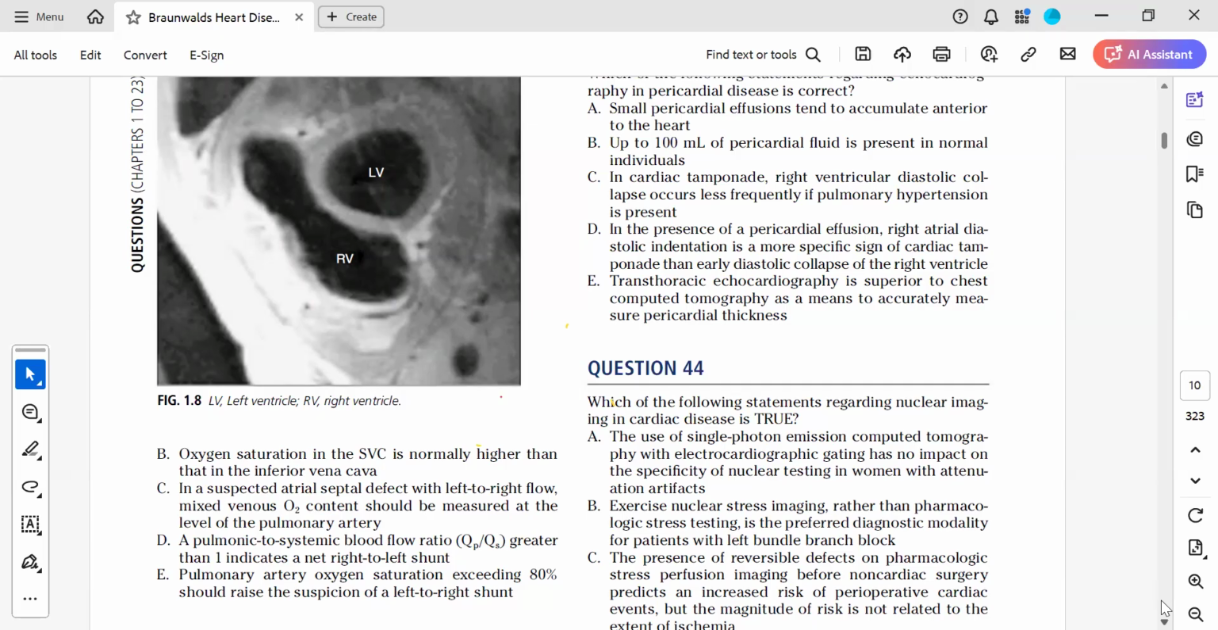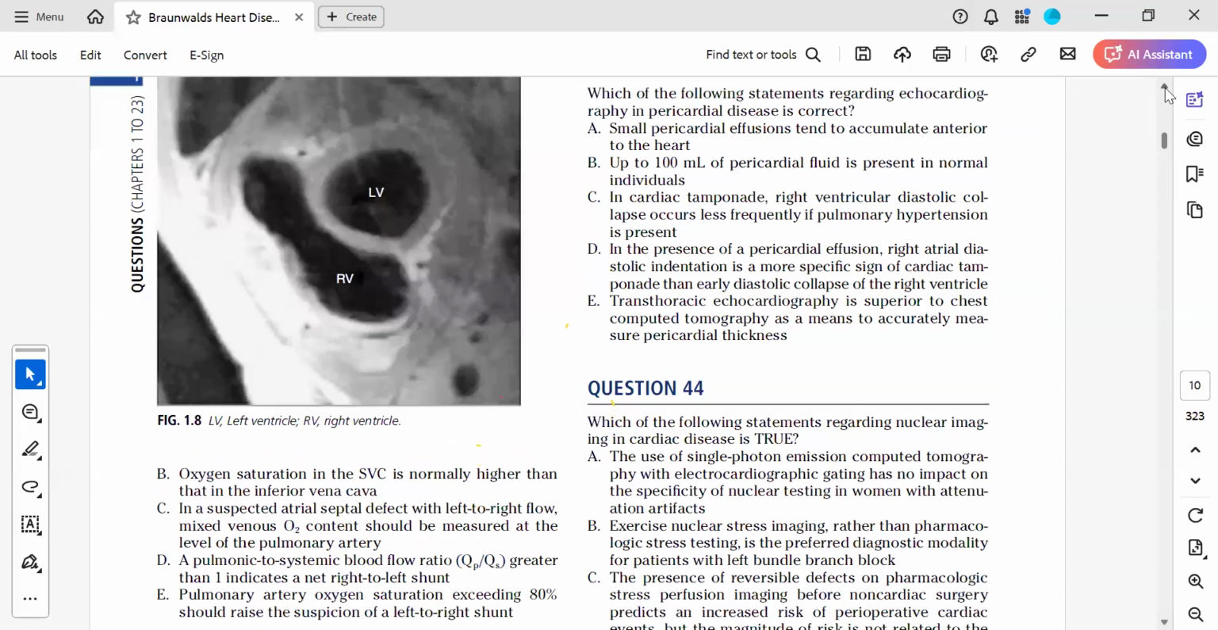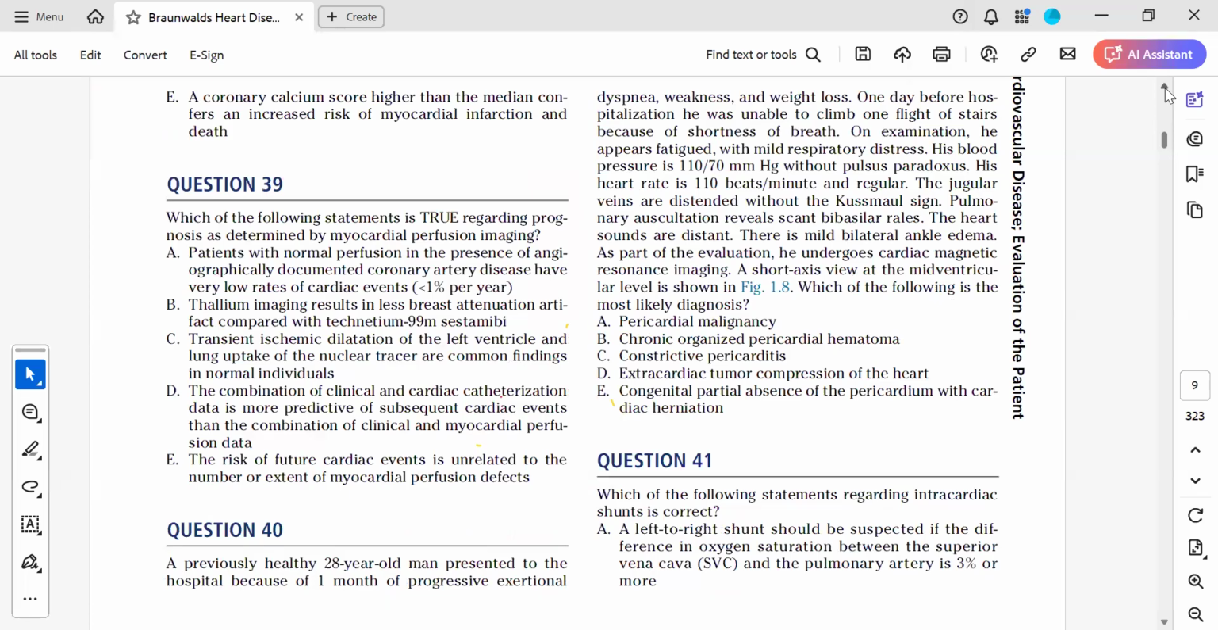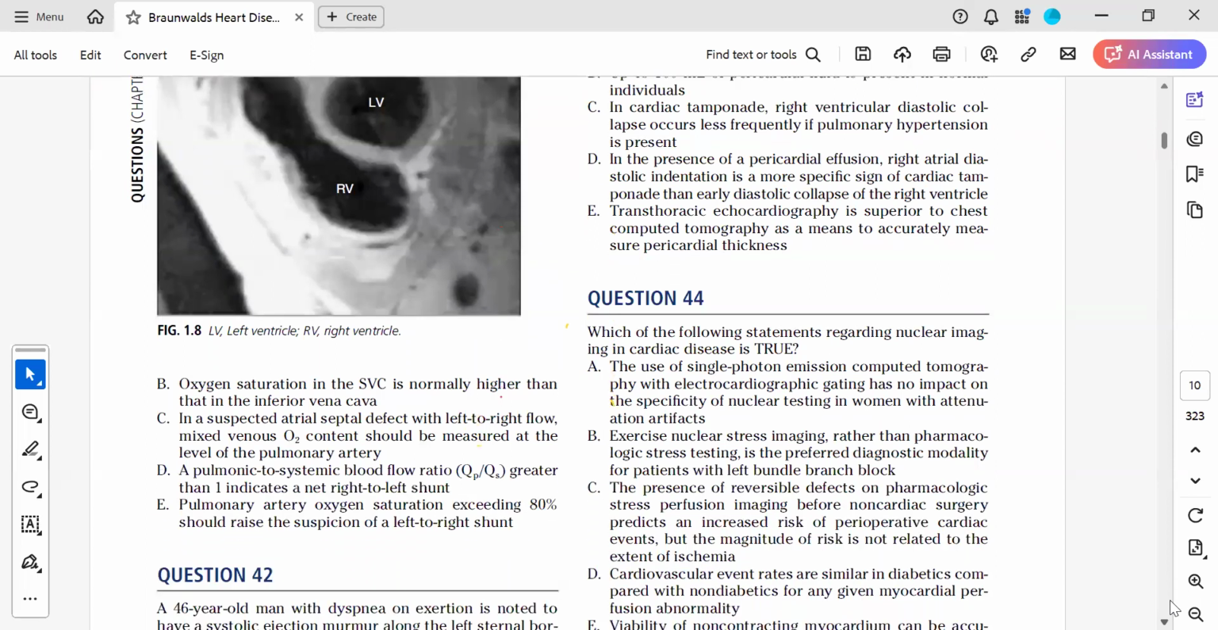I don't know that there are any contributions. Okay. I'll go on to question 42.